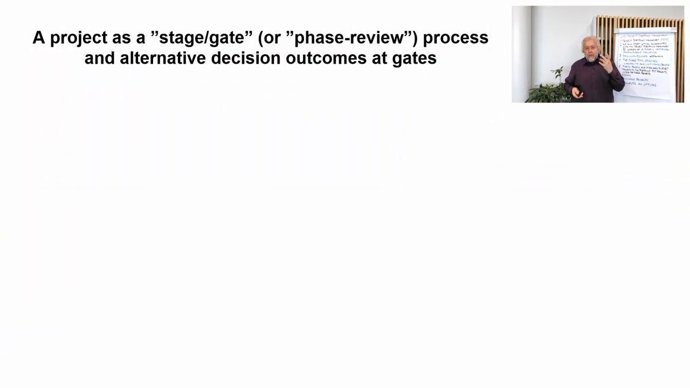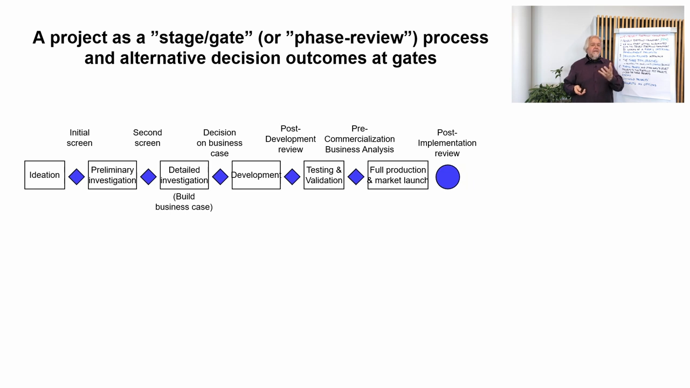Now, this picture here is illustrating the stage gate or phase review process of a project that should be familiar to us from the first lecture. In innovation projects or new product development projects, we often manage projects as phases and decision-making points, which are these gates in between the phases, where we make decisions. And what kind of decisions do we make at these gates?